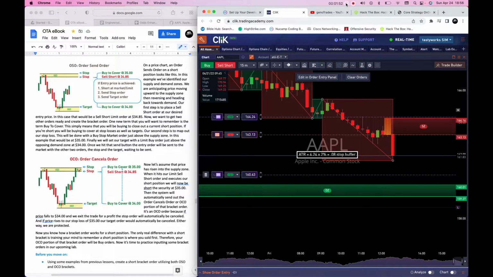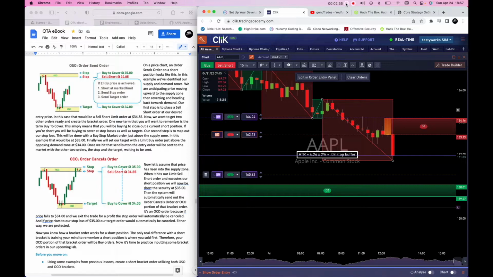In this case, that would be a sell short limit order at $34.85. Now we want to get two other orders ready and create the bracket order. One new term that you will want to remember is the term buy to cover. This simply means that you will be buying to close out a current short position. If you are short, you will be buying to cover at stop losses as well as targets.